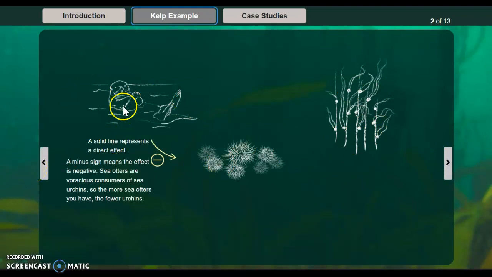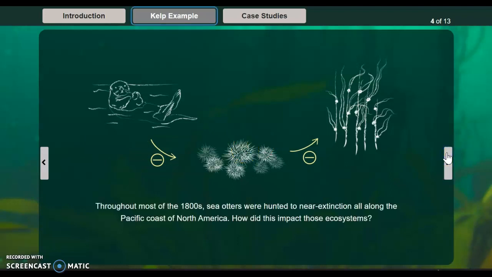So here the solid line represents a direct effect. The amount of sea otters affects the population of the sea urchins. The minus sign means it's a negative effect since they are consumers of the sea urchin. The sea urchin eats the kelp. That's another negative effect. That directly affects the amount of kelp.